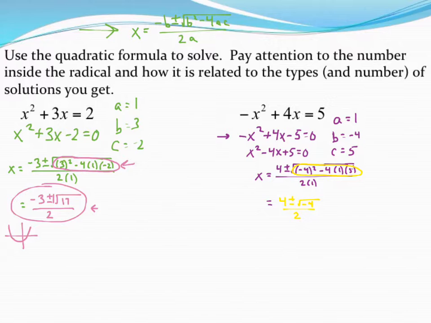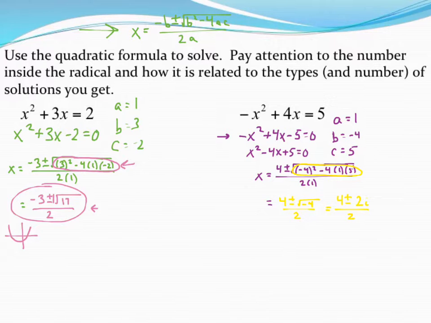Now at this point I can see that I'm going to have imaginary answers, and I know that because I see a negative number underneath the square root, which is why it was not factorable. My solutions are imaginary. So I've got 4 plus or minus the square root of negative 4, which is just 2i, so I'm going to replace that with a regular 2i, divided by 2.